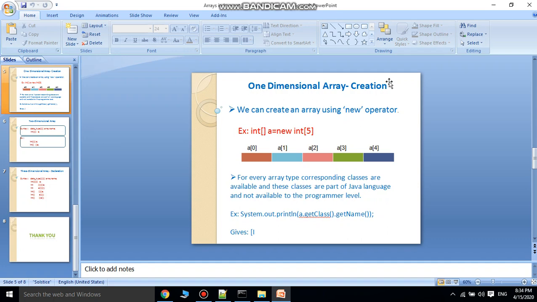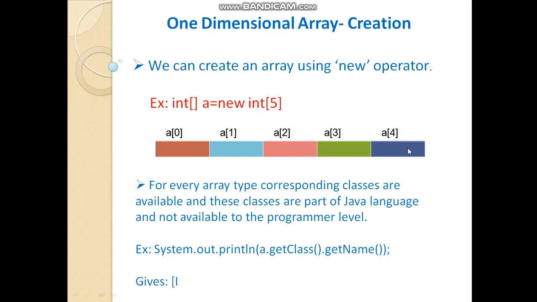A one-dimensional array is nothing but a collection of homogeneous elements. For example, if I declared an array int a, now I want to create an array with some specific size. In this example I want to create a one-dimensional array with 5 different elements, that means to store 5 different elements in this array a. How can I declare it? int a is equal to new int of 5, where new is an operator which is used to create an array.